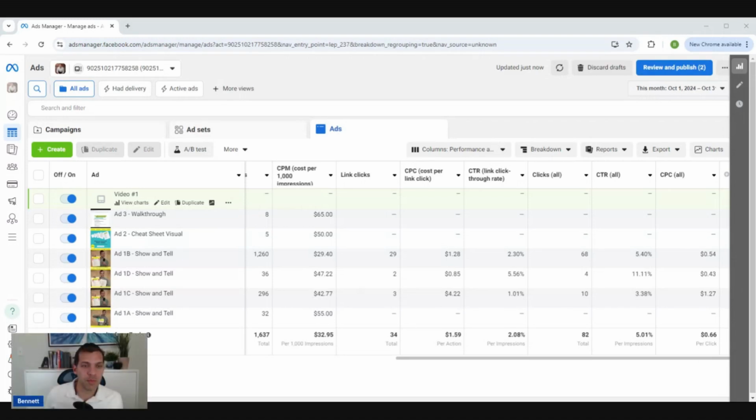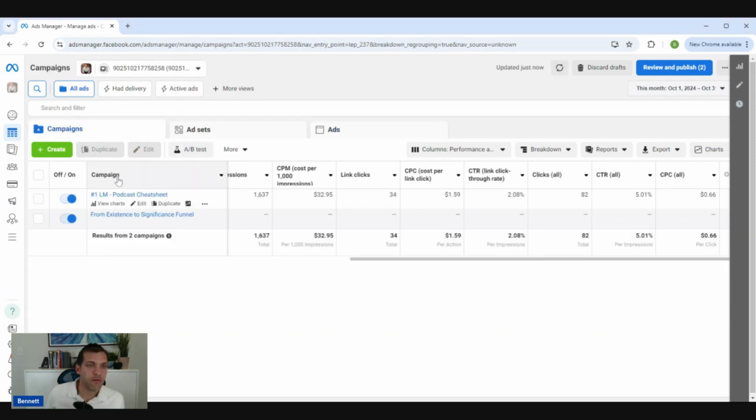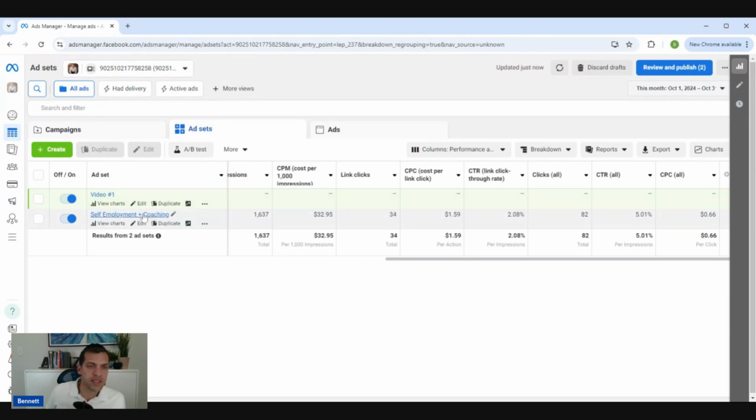So we're going to jump into the ads manager. Okay, so pretty much what's going on here is I created a freebie or a lead magnet, a podcast cheat sheet, and this is my first one that I am running. What is interesting is that I created one ad set. The ad set is where you can start to really pick the people you want to target, so it's all your targeting.